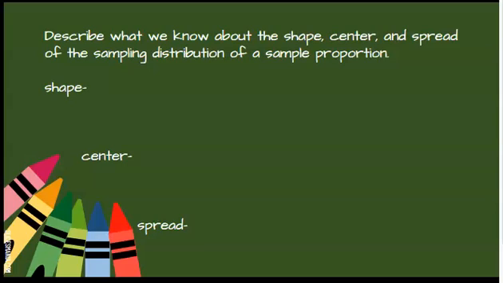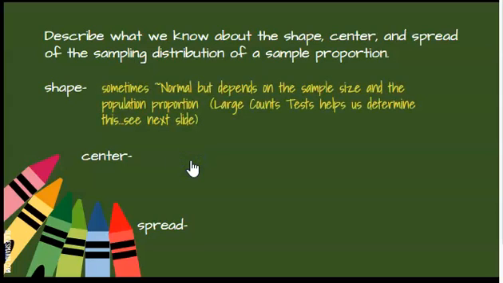So describe what we know about shape, center, and spread of the sampling distribution of a sample proportion. These are overall generalized rules. First of all, the shape is sometimes approximately normal, but it depends on the sample size and the population proportion that we're given. And that's something called the large counts test, which helps us determine this, and I'll explain this in the next slide for you. But shape depends on your sample size and the population proportion.